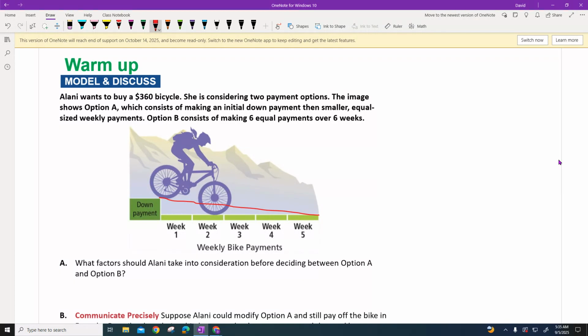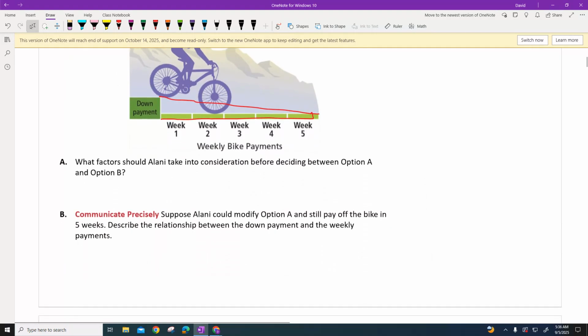But option B consists of, well, she has no money to put down. She walks in and says, hey, I want to buy a bike. I promise to pay you the same amount every week. And so down here, she has no down payment, and so her payments are spread across here weekly. Okay? So what they want to know is what factors should she consider before deciding between A or B. So if you're buying a bike, what kinds of decisions do you have to make about your down payment, or should you just go with a no down payment?